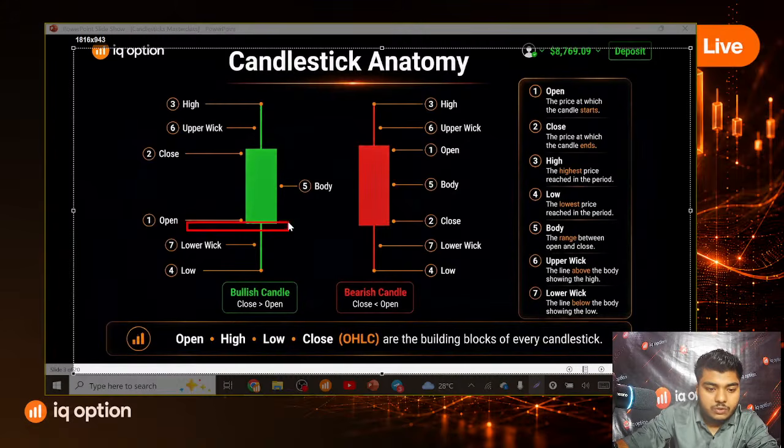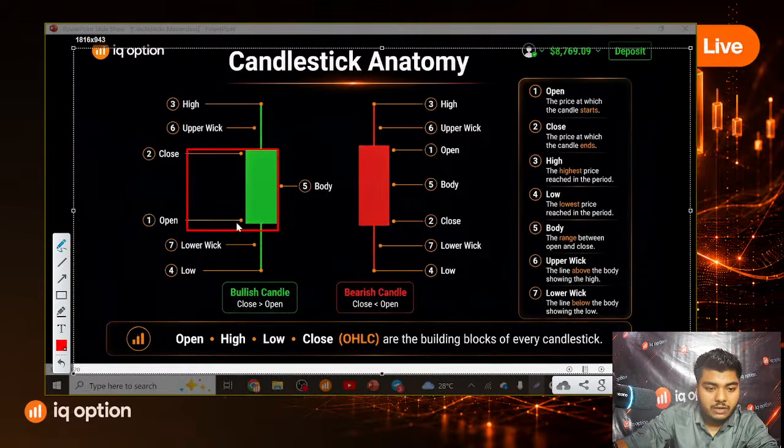Suppose the price opened here and it goes a little down, and then eventually buyers push the price in the upward direction and it goes to the highest point. But here it didn't sustain, it got rejected by sellers, and eventually the price closed here. So we got our open price, our lowest price, highest price, and the closing price.